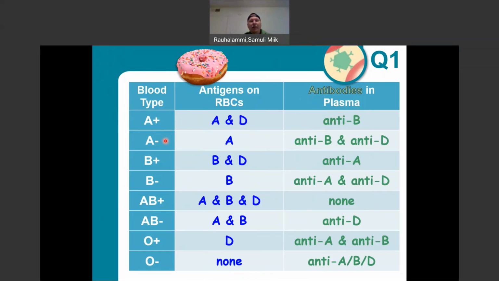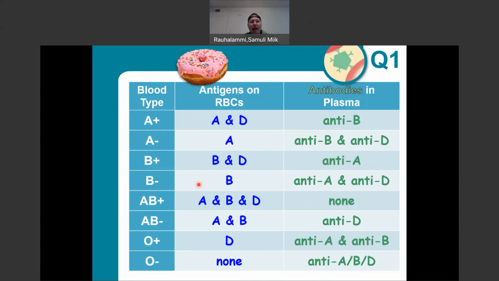For A negative blood type, you will have those A sprinkles, so the A antigens, but you will not have D sprinkles because you're negative, not positive. So the antibodies that your plasma will carry are anti-B and anti-D. For blood type B positive, you will have antigens B and antigens D. So B for those antigens that make you blood type B, and D that made you Rh positive. So what you're screening against naturally is anti-A, and that's why you have the anti-A antibodies.